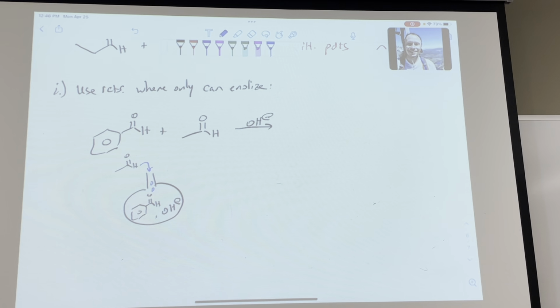And that way, whenever you make the enolate, it's a very, very small amount of enolate at any one time, and it is going to be surrounded by a huge excess of the benzaldehyde in this case. So just statistically speaking, you're going to make a lot more of that mixed aldol product than you would of this thing attacking itself.